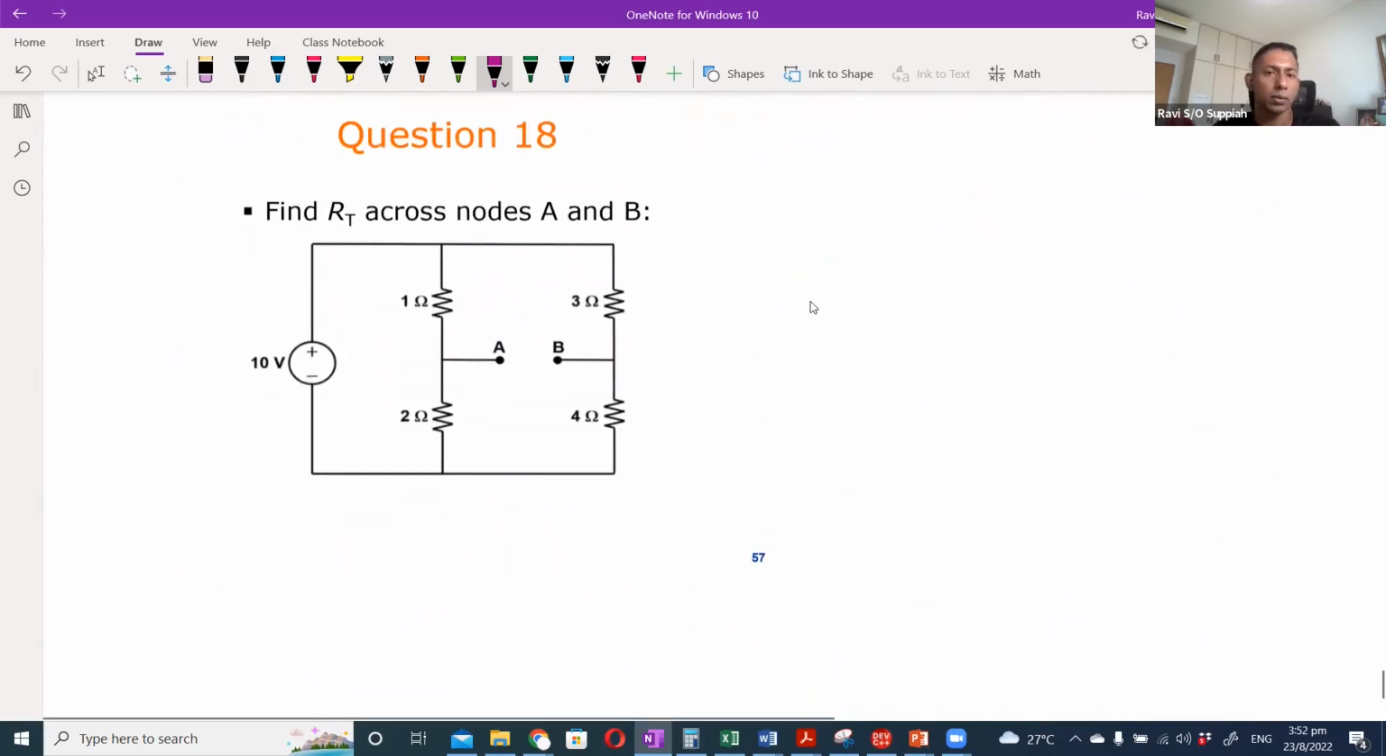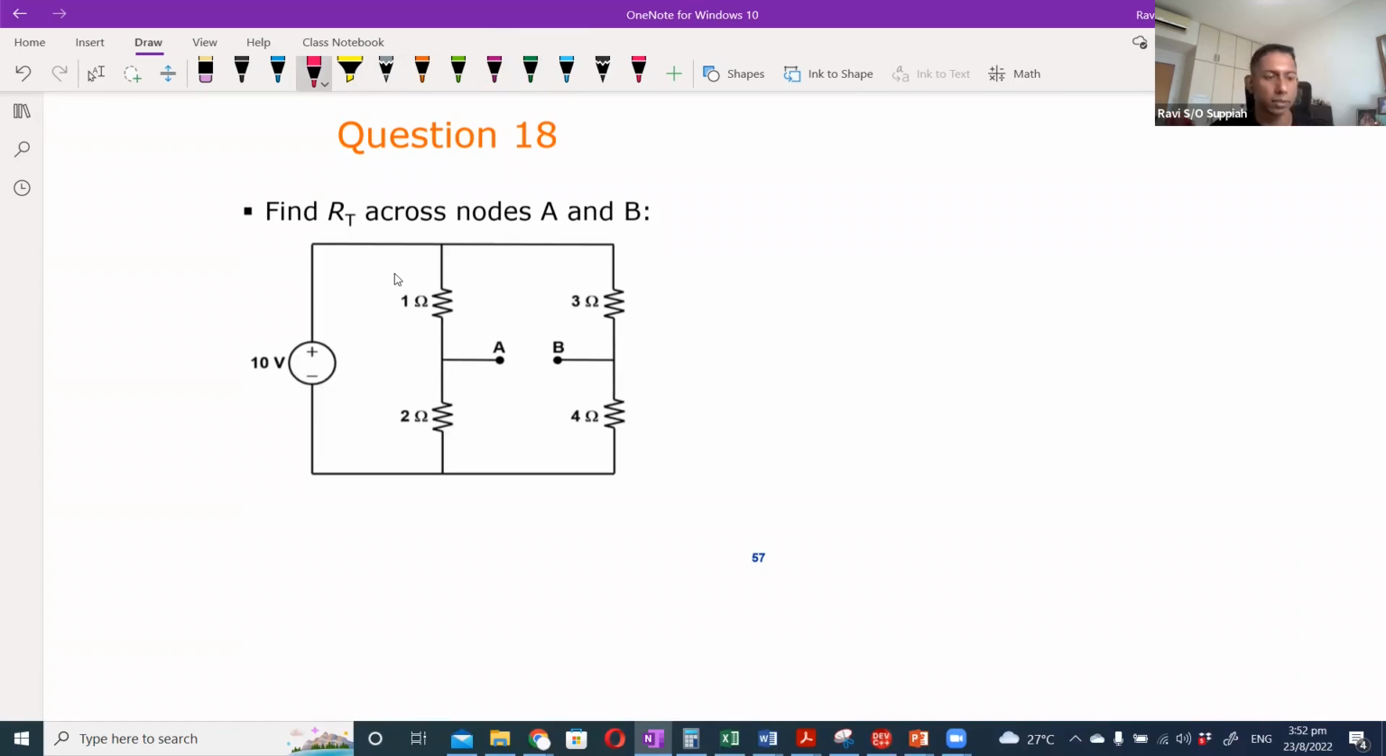Okay, the last question here, question 18. I think this was one of the midterm questions. Can't remember if it was last semester or the one before that. So for this, find the RT across nodes A and B. So across nodes A and B, how do you go about doing this?